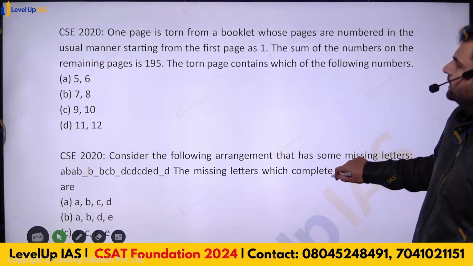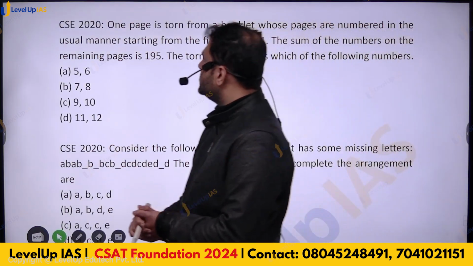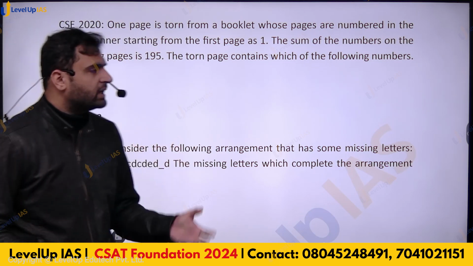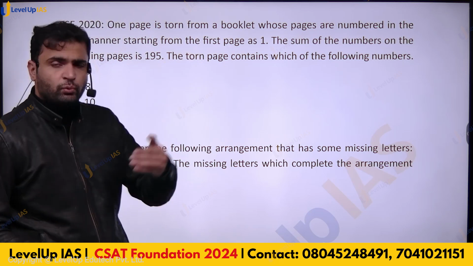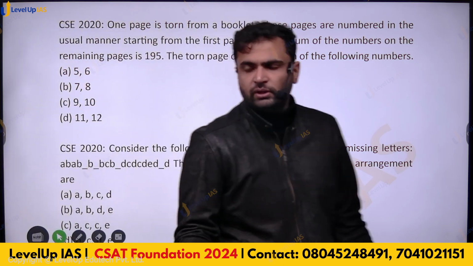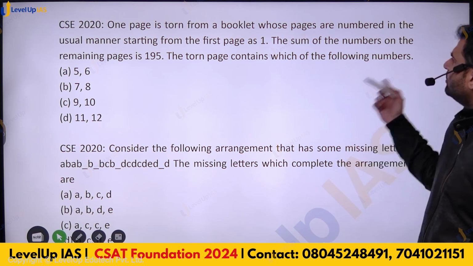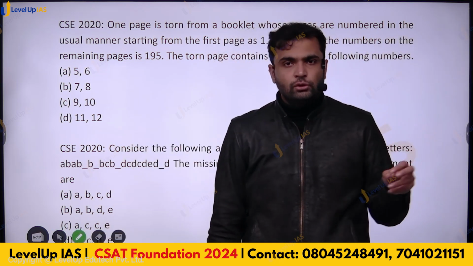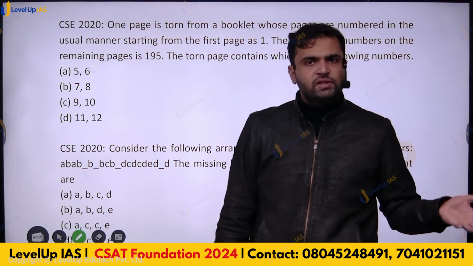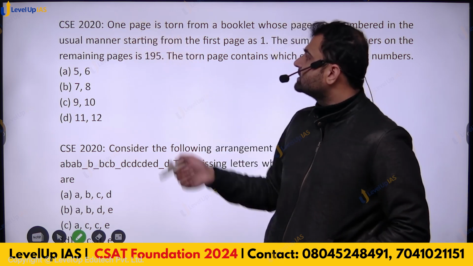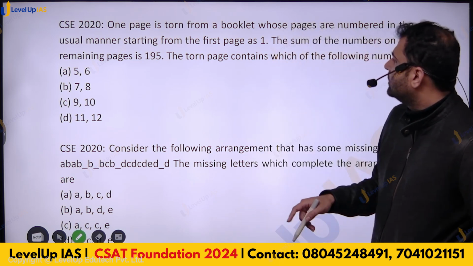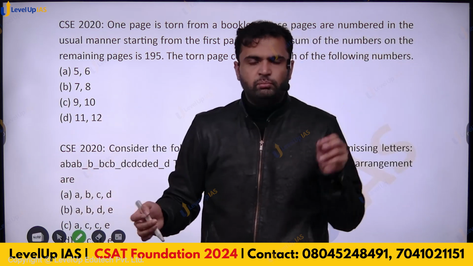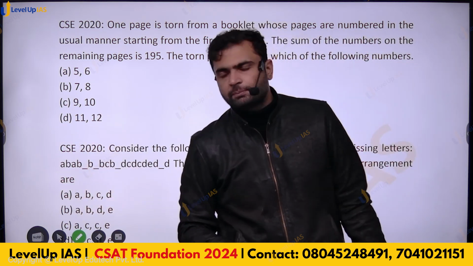Okay. Next question. One page is torn from a booklet whose pages are numbered in the usual manner, starting with the first page as 1. So 1, 2, 3, 4. This is how page numbers go. The sum of the numbers of the remaining pages is 195. So one page is torn, so two consecutive numbers are missing from that. And the sum of the pages is 195. Question: the torn page contains which of the following numbers? Of course, they will be consecutive because a page is torn.